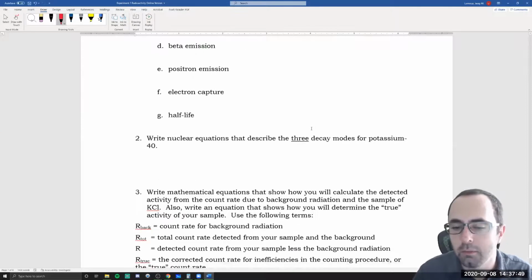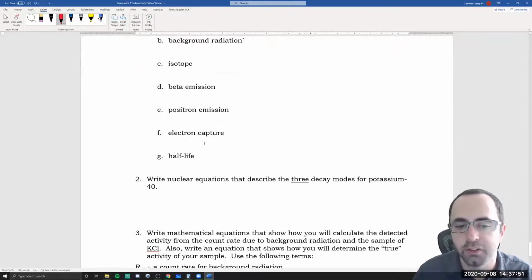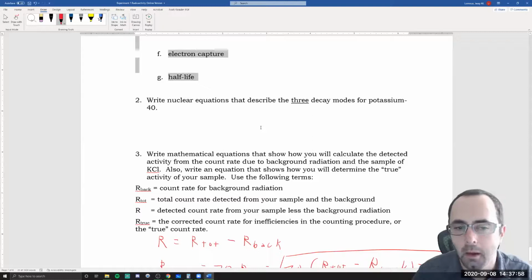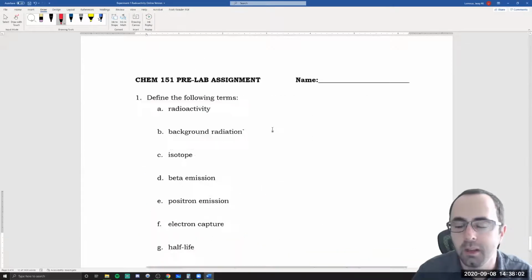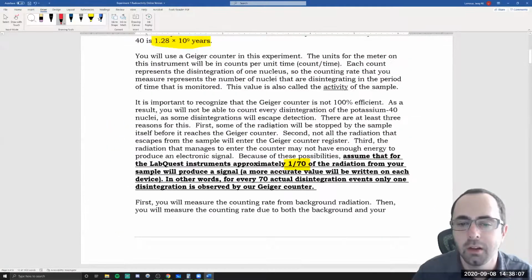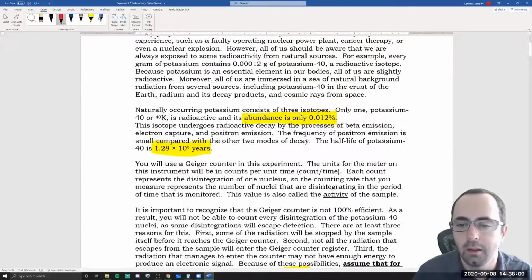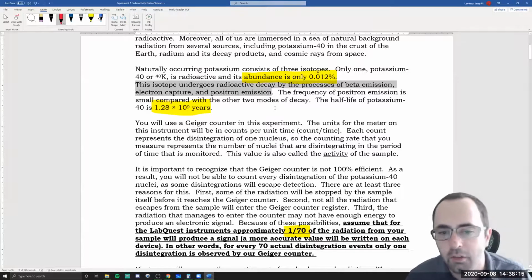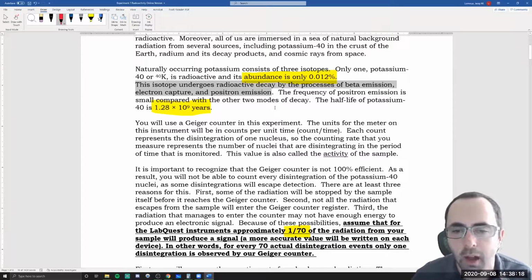The remainder for the pre-lab is just a bunch of terms which you can get from your textbook and the write-up here. And the 3 nuclear equations that describe the 3 decay modes, they told you at the beginning what those decay modes are. They want you to write these right here: radioactive decay by beta emission, electron capture, and positron emission. Write all of those nuclear processes for potassium 40.